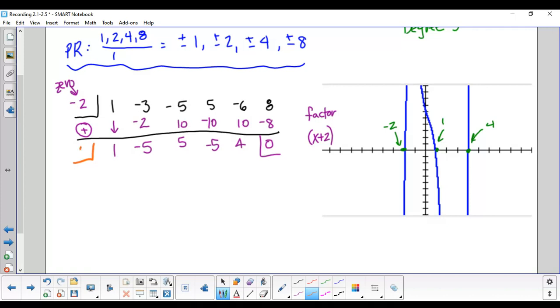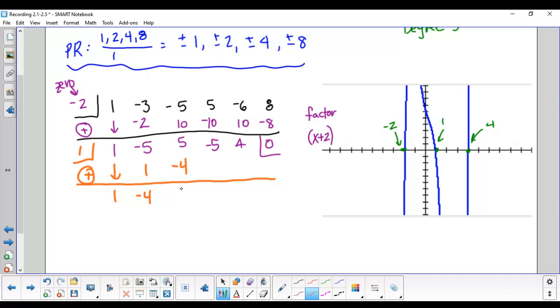So I'm going to apply the synthetic division with the next 0 listed that we suspect from our graph, which is 1. Again, I'm going to drop down that purple 1. I'm going to multiply, and then I'm going to add. Remember, synthetic division we add. I'm going to do -5 plus 1 is -4.